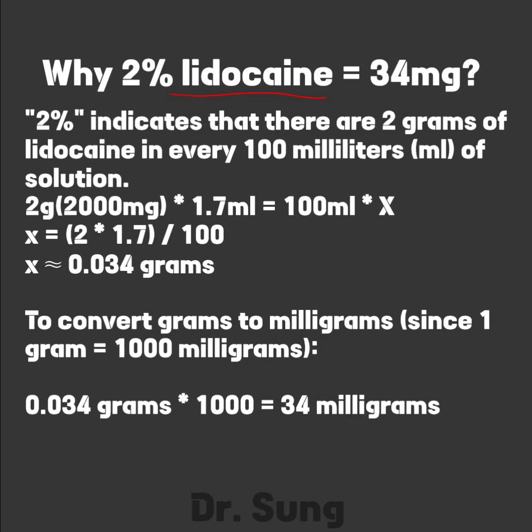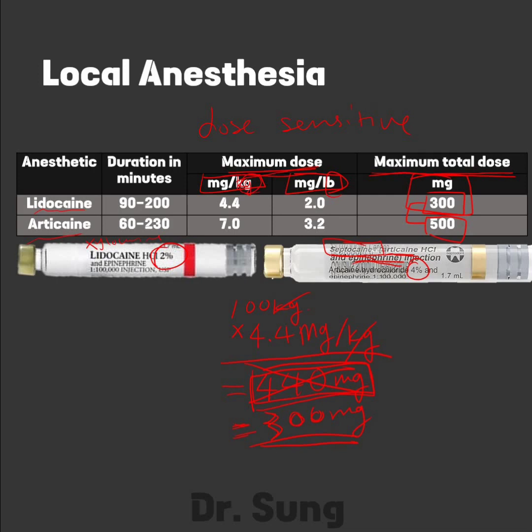And some people say that 2% of the lidocaine is 34 milligrams. How did they come up with this number 34? So 2% indicates that there are 2 grams of the lidocaine in every 100 milliliters. Wow. Okay. So if you look at this carpule, it is 1.7. Do you see this indication? Yeah, 1.7 milliliters is 1 carpule.